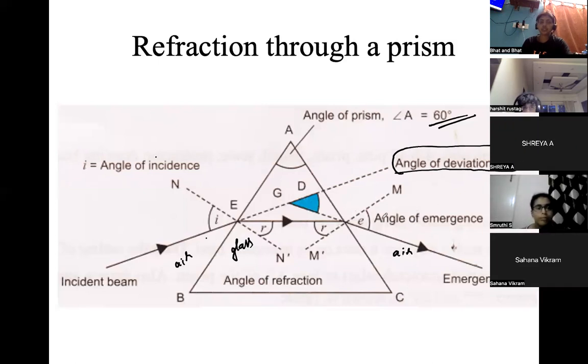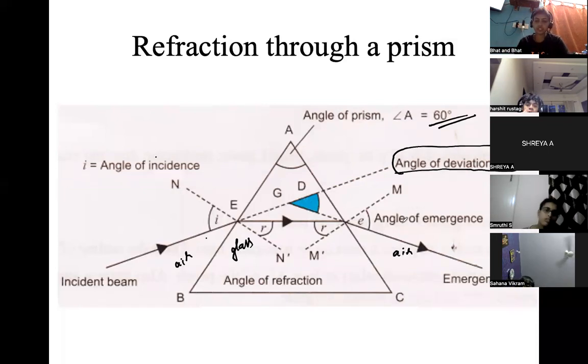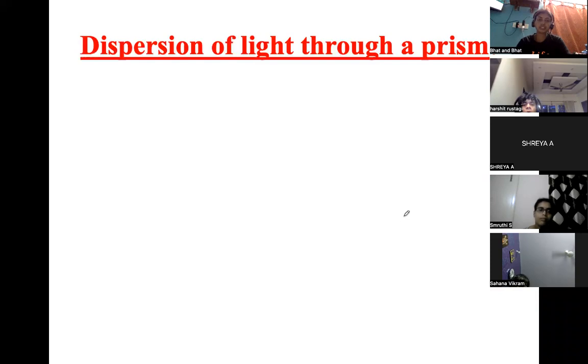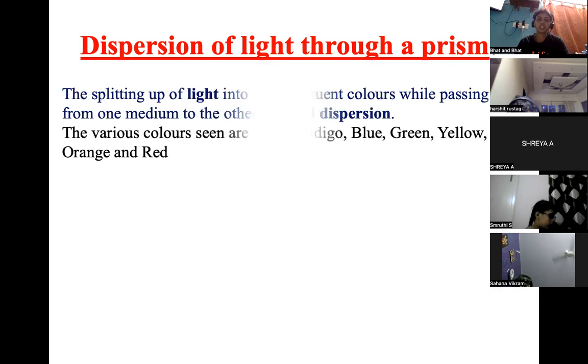So the emergent ray should always bend towards the base. Okay, remember that. It should bend towards the base. Fine. So next is dispersion. What is dispersion? Dispersion is nothing but the splitting of white light into its constituent colors. So when will the splitting take place? It takes place when the light travels from one medium to another medium.